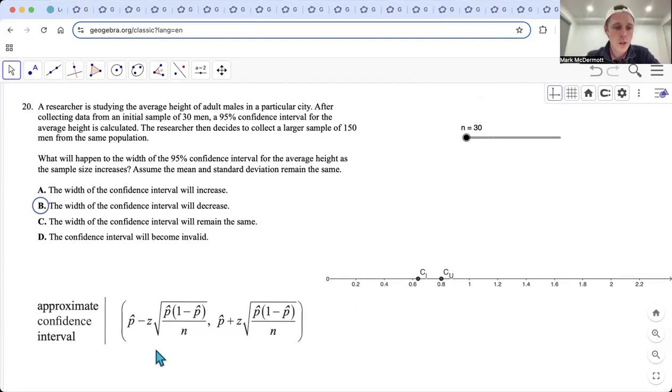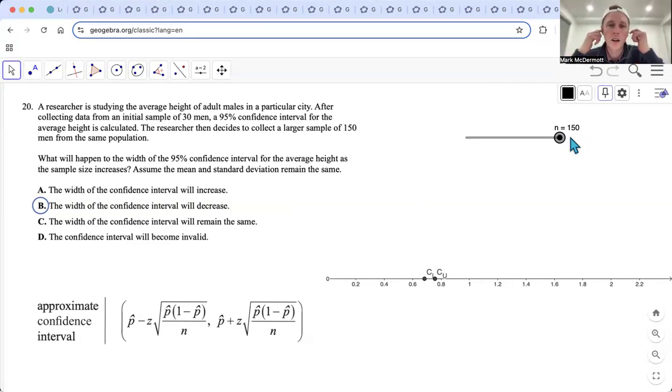Okay, from the VCAA formula sheet for methods, you'll see this as the approximate confidence interval. If we increase n, let me just show you here. This is our lower bound for our 95% confidence interval, and this is our upper bound. So if we change n and keep everything else the same, z is fixed for a 95% confidence interval, n is going to get larger. p represents the sample proportion. If we make n larger, all the way from 30 up to 150, you'll notice the confidence interval gets narrower. So the confidence interval decreases.